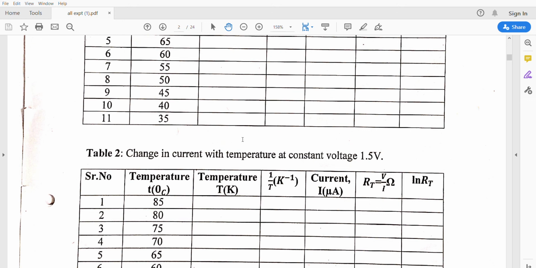What are p-type and n-type semiconductors? So it depends on the type of doping. We have two types of doping, that is trivalent impurity doping and pentavalent impurity doping. Depending on that, semiconductors are divided into two types, that is p-type and n-type.